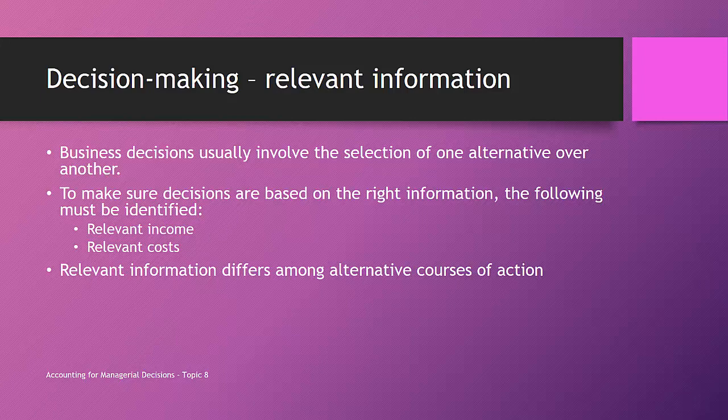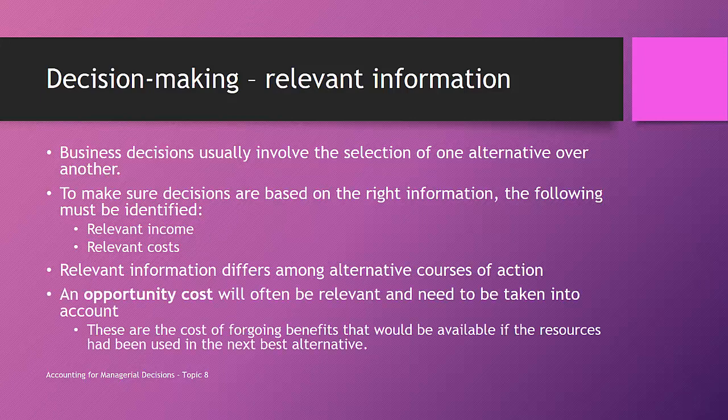But there's also a relevant benefit from that because we get to hang out with them more. So, there's differences there. But what is completely irrelevant is the cost that we've already paid. It won't change whatever we do. She goes, she doesn't go. That's happened. An opportunity cost will often be relevant and need to be taken into account.